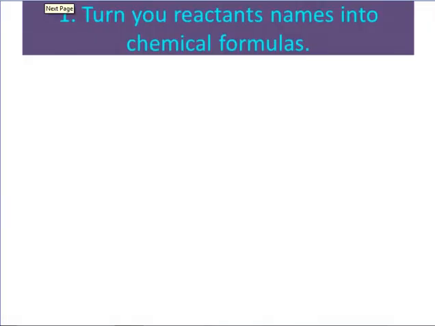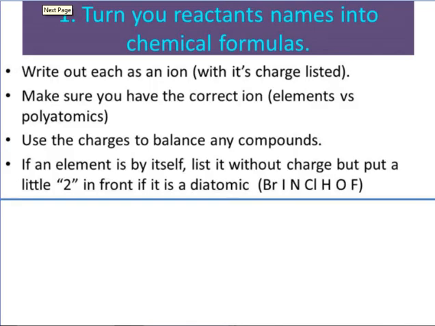First, turn your reactants names into chemical formulas. Now, how do you do that? Write out each as an ion with its charge listed. Make sure you have all the correct ions, the elements versus the polyatomics. Use the charges to balance any compounds. And if an element is by itself, list it without charge, but put a little 2 in front of it if it's diatomic. Remember your Brinkelhoff.